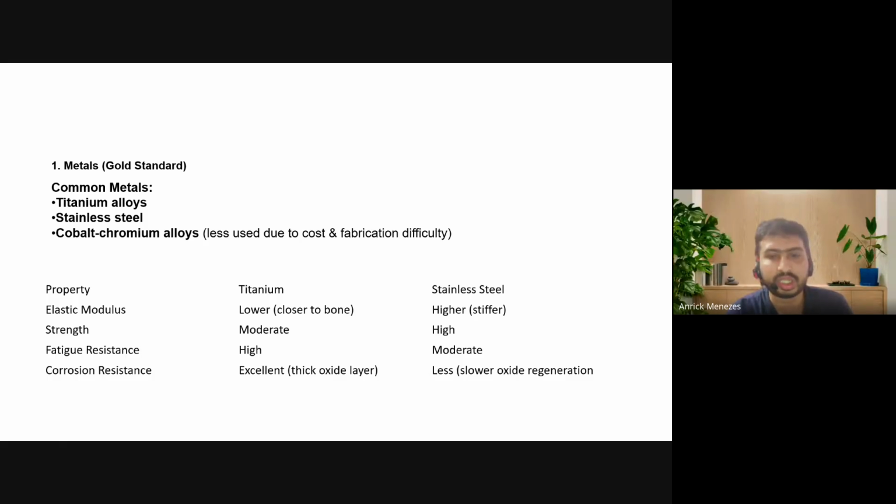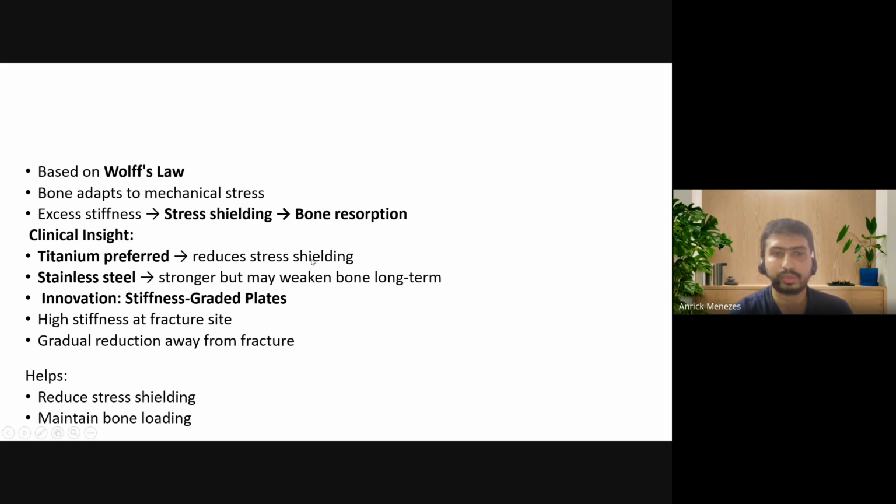Fatigue resistance is high, because if you compare both, there are disadvantages and advantages. Fatigue resistance is high in titanium, but stainless steel is moderate. For corrosion resistance, a thick oxide layer is there, and the oxide layer regenerates. So considering the most win-win situation, titanium is what they consider.